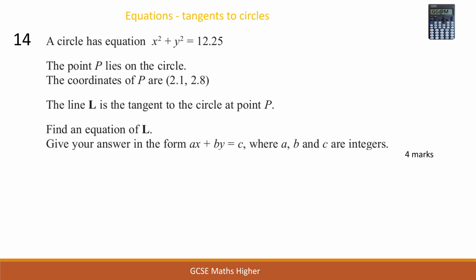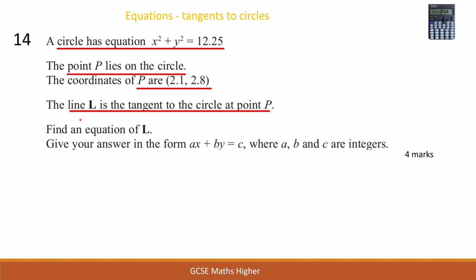This is a different type of question where you've got a circle and a tangent. So again, you've been told the equation of the circle is x squared plus y squared is equal to 12.25. You've got a point that lies on the circle, and the coordinate of P is 2.1, 2.8. So this is on the edge or the circumference of the circle.